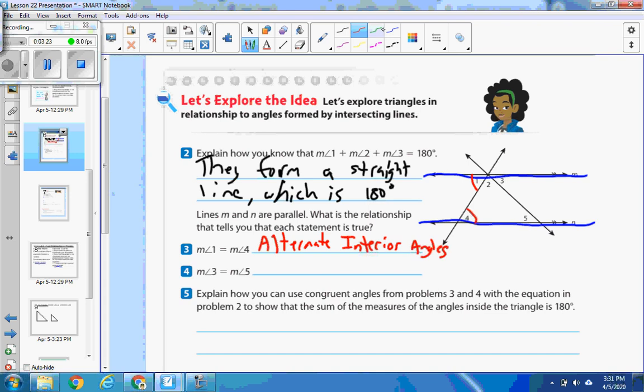How about number 4? Why are 3 and 5 congruent? Well, guess what? I'll use a different color just so we can tell the difference. Those are also alternate interior angles. Same idea. And we know alternate interior angles, when formed by 2 parallel lines and a transversal, are congruent. All right, let's move on.